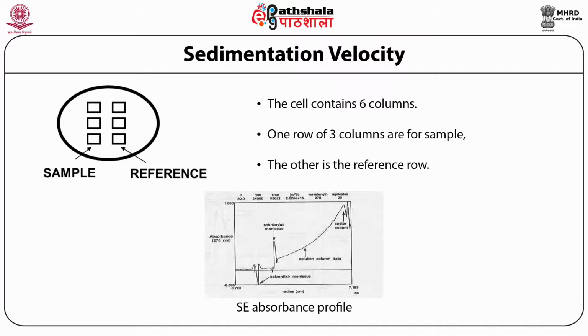At equilibrium, the concentration of the solute increases exponentially towards the cell bottom. Each column displays a different absorbance profile because the concentration of sample is varied in each. You can see here in the picture a sample picture showing the sedimentation equilibrium experiment.